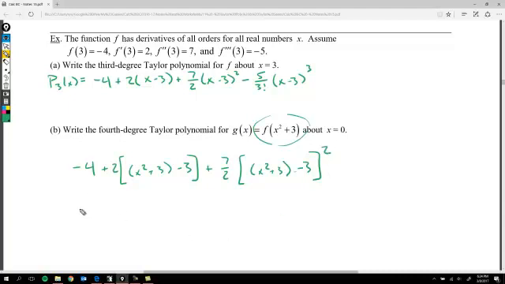So when I simplify this, 3 minus 3 is 0. 3 minus 3 is 0. Now I'm left with a fourth degree Taylor polynomial centered at 0. So I have x minus 0 in each of these, and I have gone up to the fourth power, which means this is a fourth degree Taylor polynomial. So that one worked itself out.